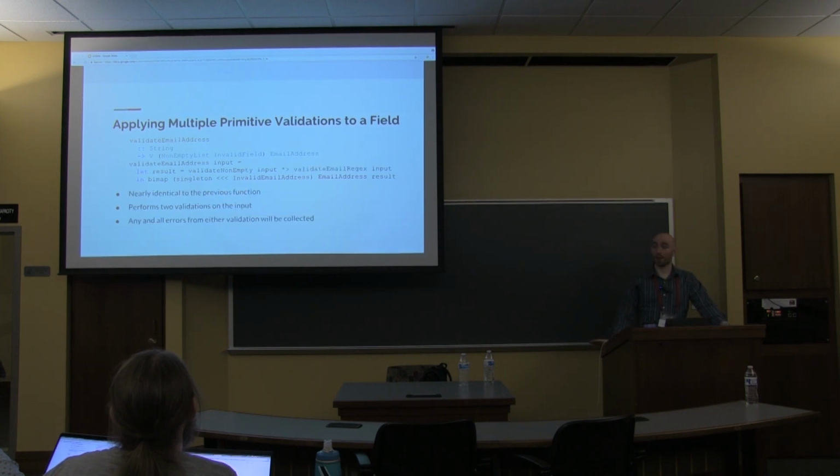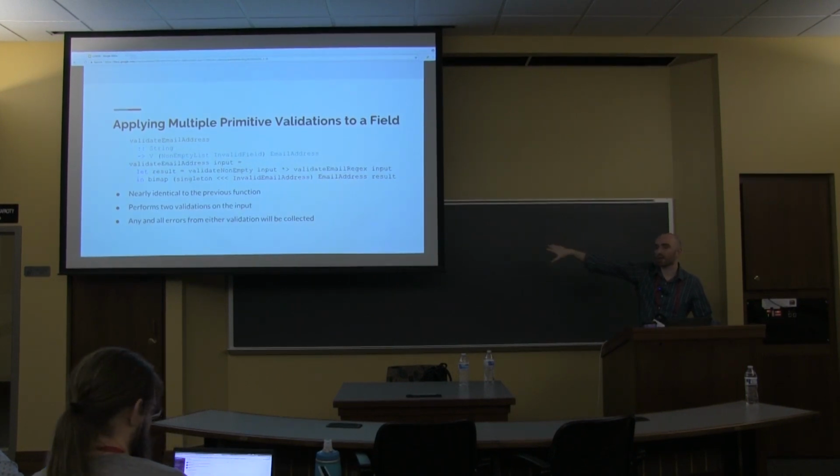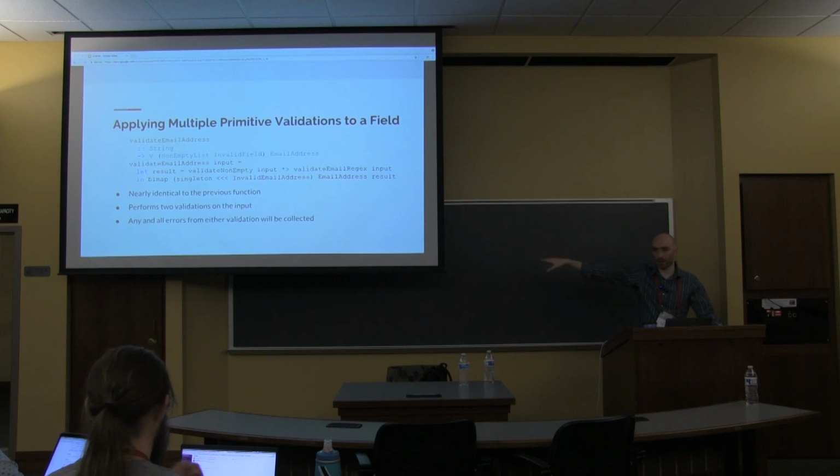So similarly to how we applied multiple primitive validations to form a more complex validation that still operated over primitive types, we can combine these primitive validations before we bind it out to the result keyword, and then leave everything else exactly the same. And what this will do now is apply both of these validation rules to your simple input, and then do the same exact wrapping as before.